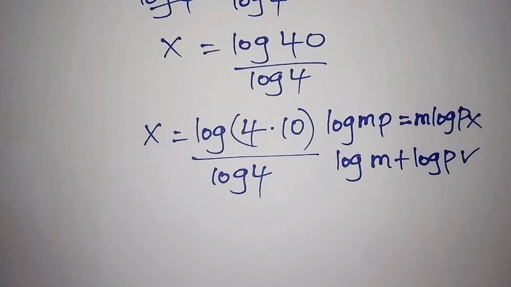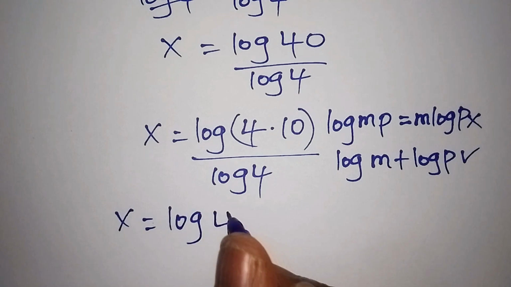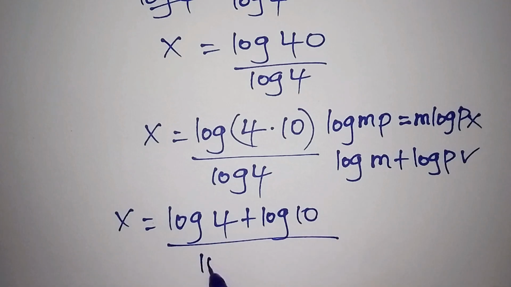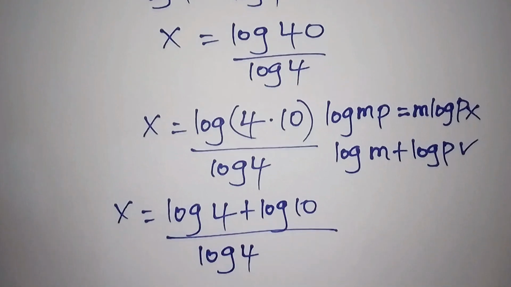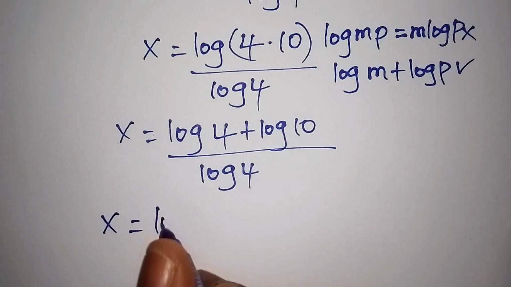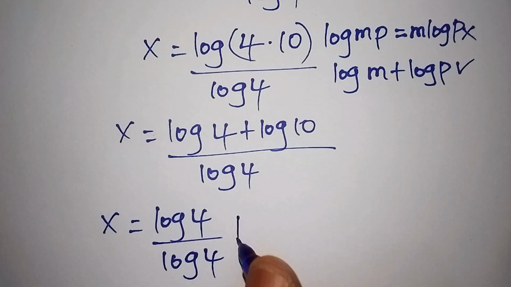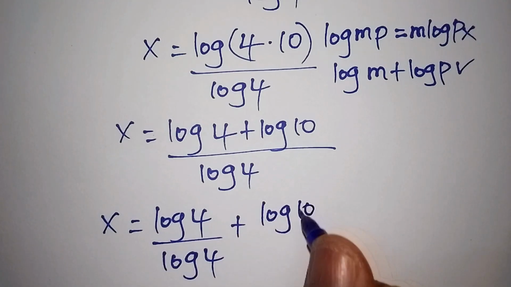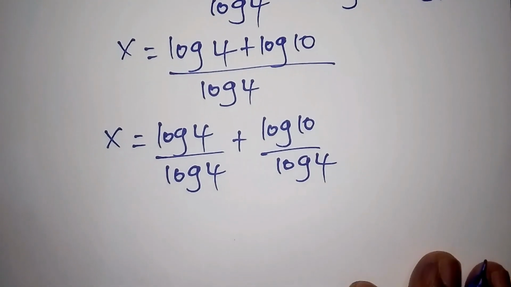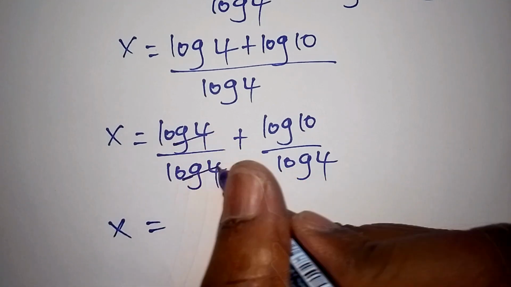So now we shall say that the value for x is equal to the log of 4 plus the log of 10, all over the log of 4. So let's now divide both sides by log 4. So x is equal to log 4 all over the log of 4, plus the log of 10 all over the log of 4. So let's now cancel the ones that you can work out by cancelling. So the value for x is equal to, log 4 and log 4 shall cancel.